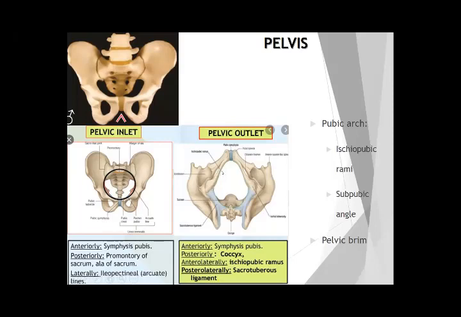And the pelvic outlet is formed by the pubic symphysis, and posteriorly is the coccyx. Anterolaterally is the ischiopubic ramus over here, and posterolaterally you have the sacrotuberous ligament. So in one go, the pelvic outlet is the inferior border of the pubic symphysis, ischiopubic ramus, sacrotuberous ligament, and then the coccyx. This is the pelvic outlet.